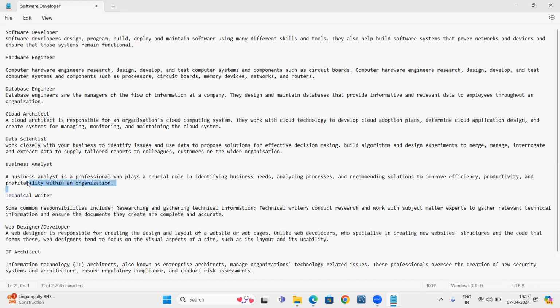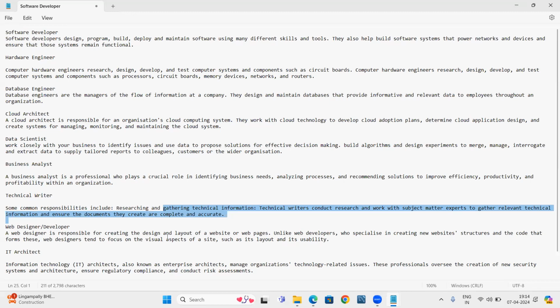Next, you can be a technical writer also. Technical writer is a very interesting role. They mainly work on the product. They conduct research on the products, and they work with subject matter experts to gather relevant technical information and ensure that the technical documents they create are complete and accurate.